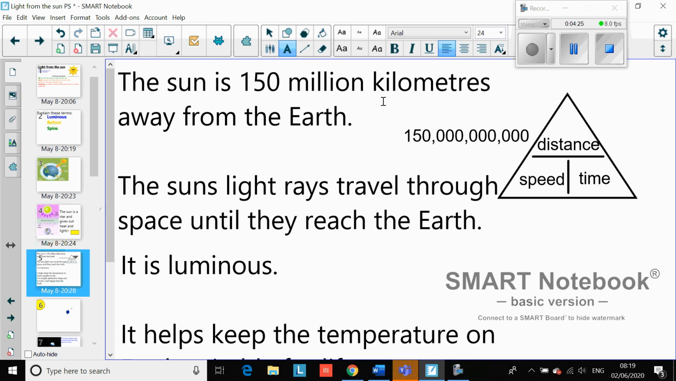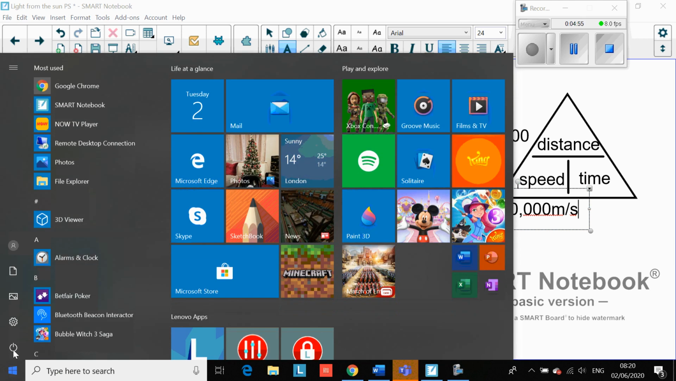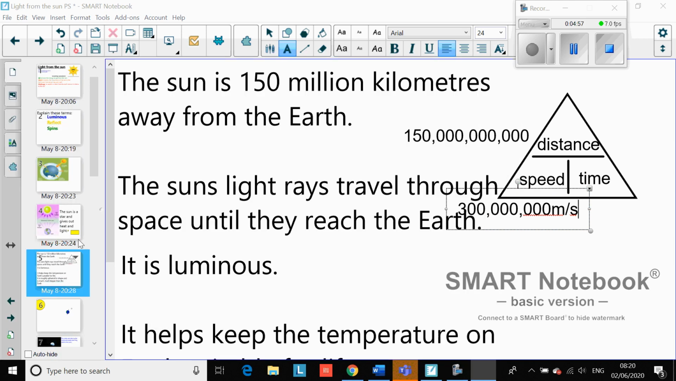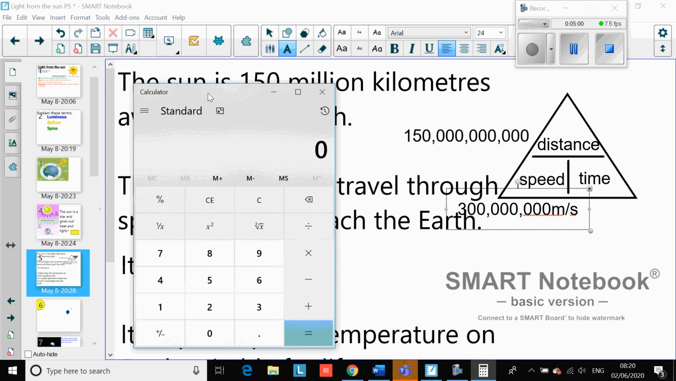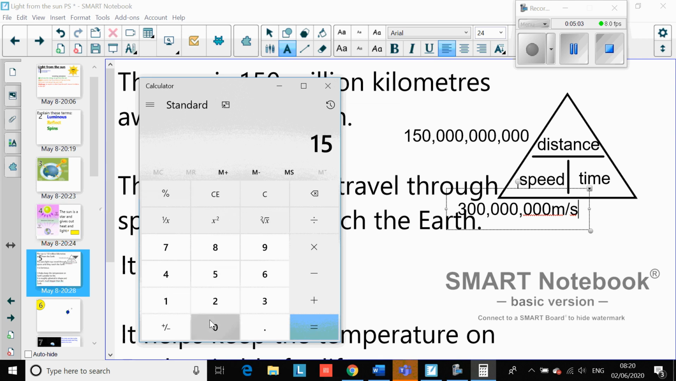So a meter is about an arm's length, or like your arm span. So 150 billion arm spans away. Now the speed of light, we also know, is 300 million meters a second. That's how fast light goes, and it's the fastest thing ever. If we do distance divided by speed, we can work out the time. So I'm just going to quickly pull up a calculator and show you what I mean. So, very quickly, I do 150.